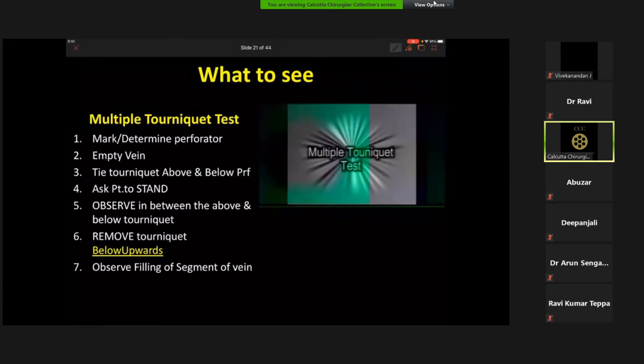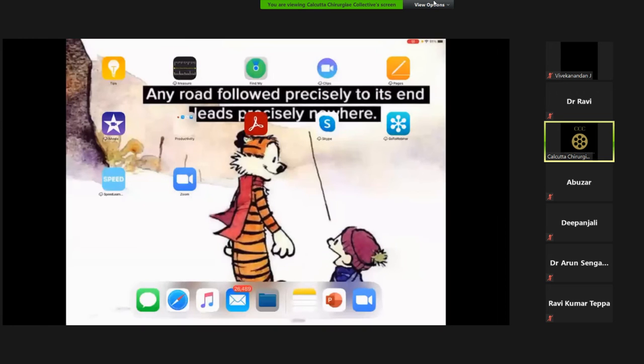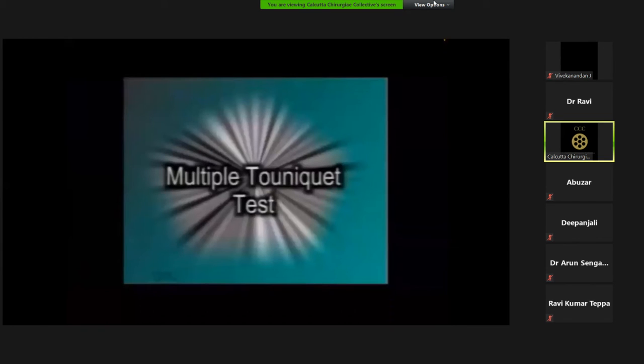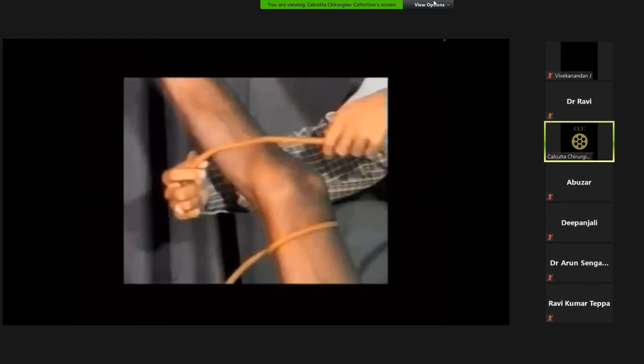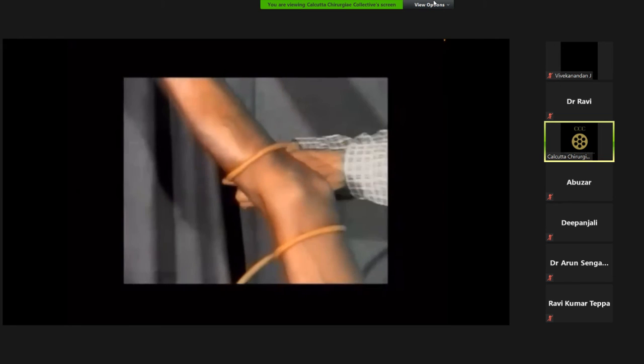Now, seeing a quick video is always good. In this multiple tourniquet test, the basic idea is that the leg is elevated, and when the leg is elevated, please remember that the leg is emptied. The first tourniquet is tied below the sphenofemoral junction. The second tourniquet is an above knee tourniquet, whereas the third tourniquet is at the level of the tibial tubercle.